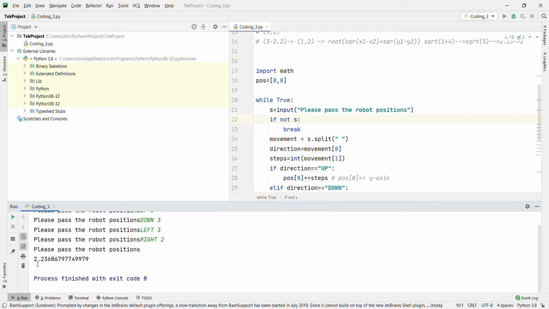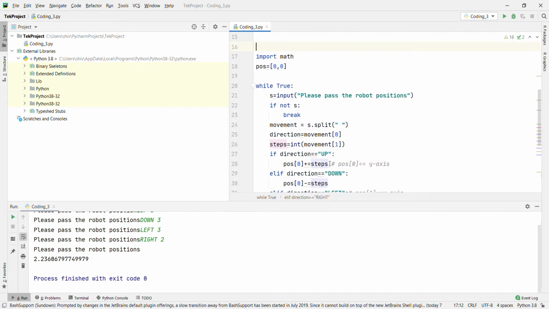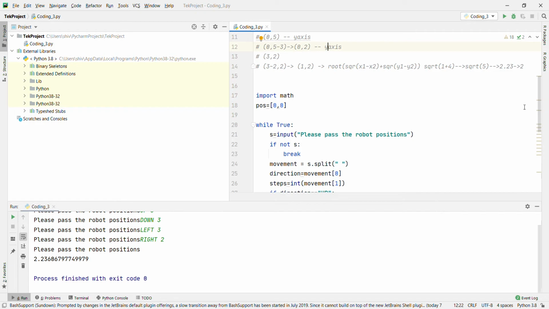Right? 2.23, right? That's the exact value from the position 0, 0 to the final position of the robot that we are calculating in the initial. If it goes up, 2.23, right? That is square root of 5. This is clear. Now we are going to give another example.